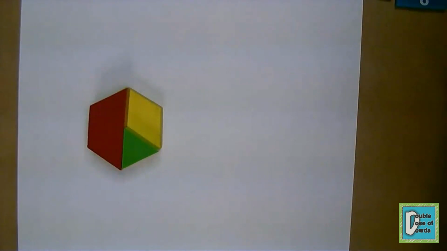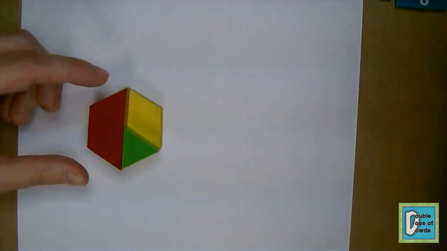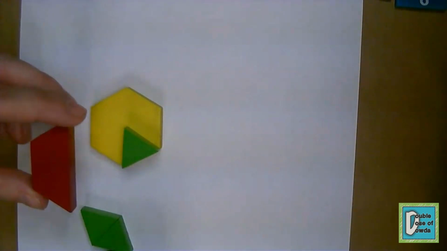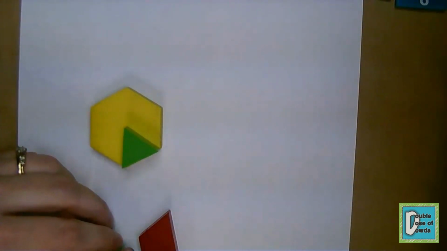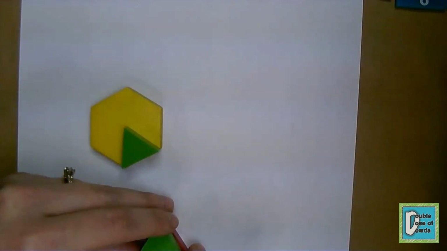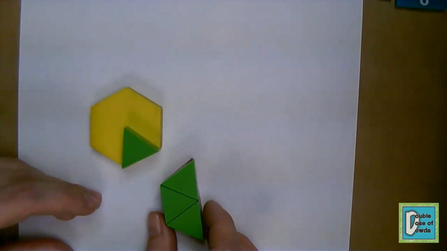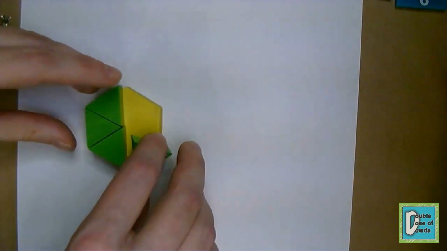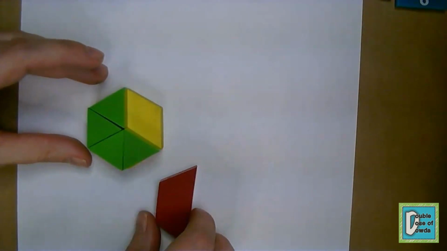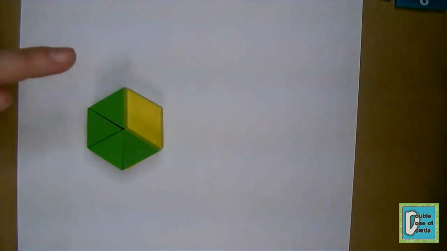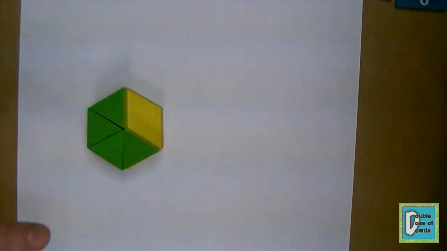With pattern blocks, again, pick your problems carefully, but on this one, they should be able to tell us that we can do a trade. The red piece is the same as 3 greens. And so I traditionally want them to show that to me before they can make a trade. And so what was my 1/2 plus 1/6 is now, I can see, 4/6.